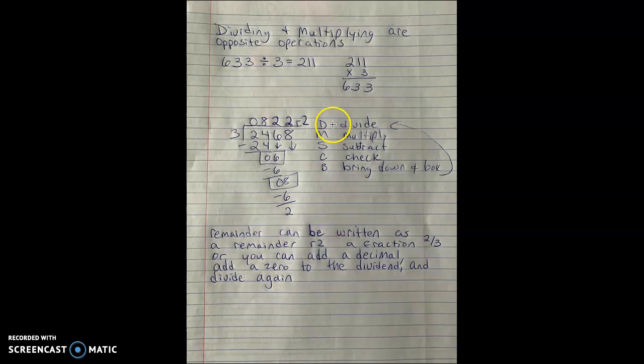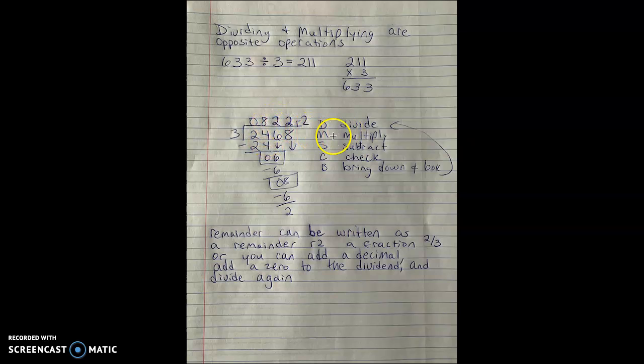So the first step is to divide. Divide means I'm counting by 3 until I get close to 24. Obviously 3 doesn't go into 2 because 2 is smaller than 3, so I put a 0. Make sure you line up your numbers, so the 0 needs to go above the 2. So then I'm trying to figure out how many times 3 goes into 24. So I count by 3s, look down my 3s chart on my multiplication chart if I need to, and it goes in 8 times. So I put 8 up here.